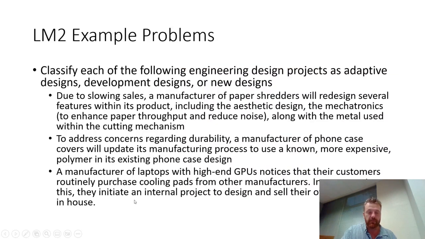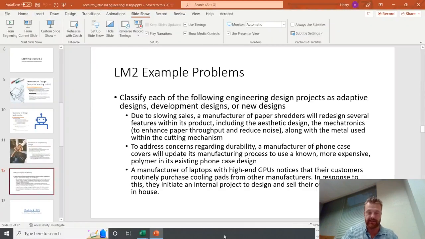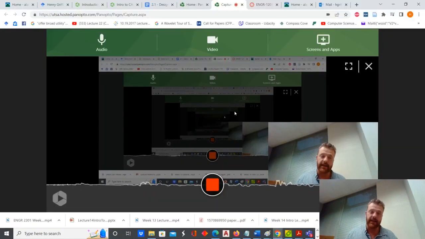If you read item bullet number 3 here, a manufacturer of laptops with high-end GPUs, those generate a lot of waste heat. So oftentimes people will operate them on a cooling pad. They notice that a lot of their customers are buying these cooling pads from other manufacturers. So they say, hey, we're going to make one, but they don't make one now. So naturally, that's going to be a case of a new engineering design because you're not starting with an existing product internally. Now, the reason I chose that particular example is, of course, you're going to take motivations from your competitors in the marketplace. However, from your end, it really is a design from scratch. So hopefully that makes sense in terms of just knowing that not all designs are created equal.